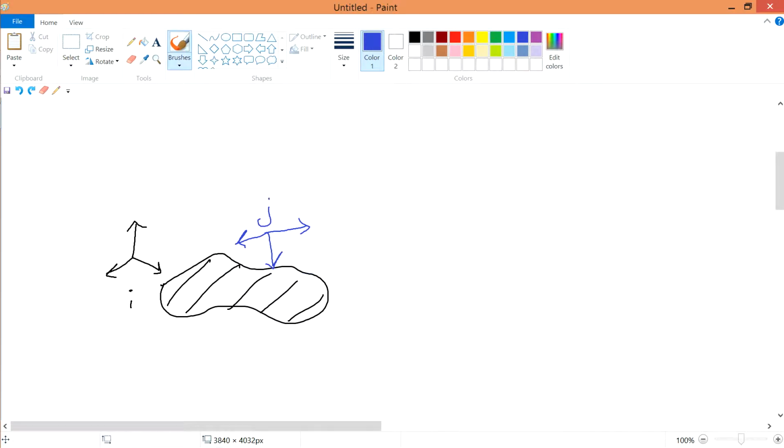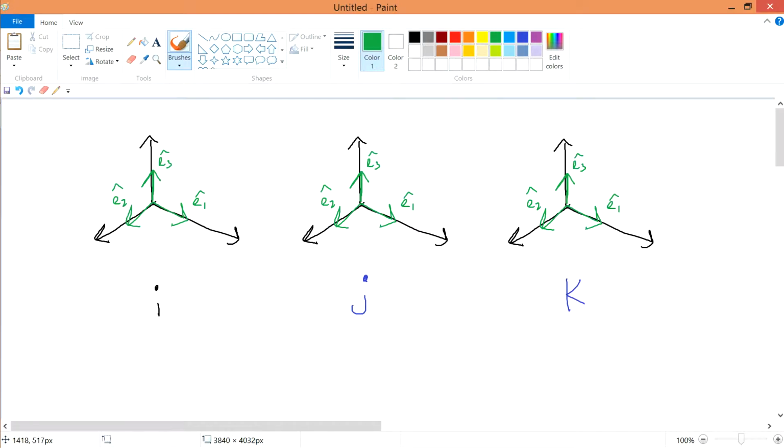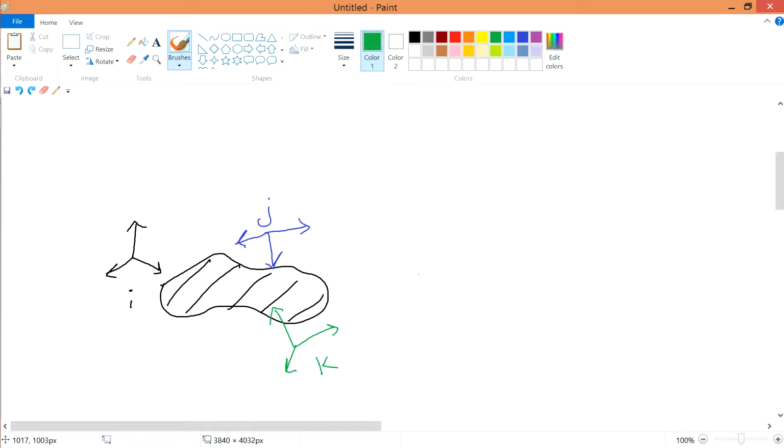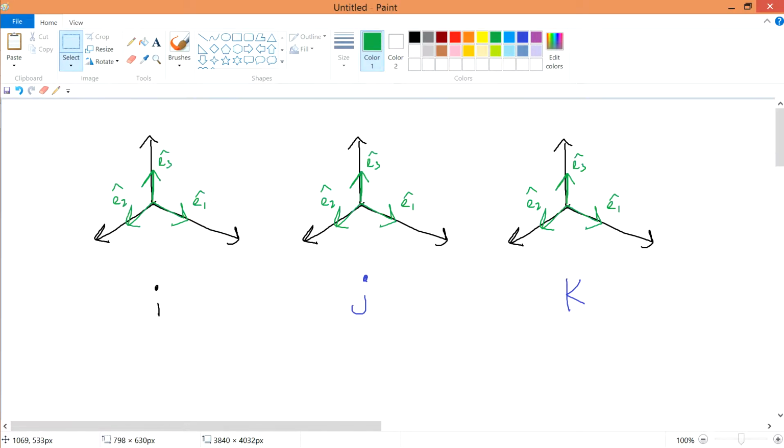Now, if I have another reference point or reference analysis space, this is K. And therefore I'm analyzing things in the K space, with their own individual set of E1, E2, and E3. And this is the so-called understanding for basis vectors.